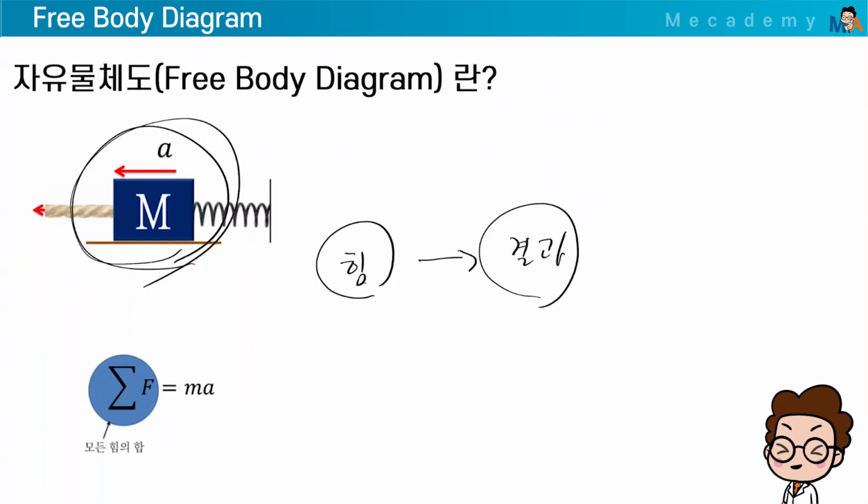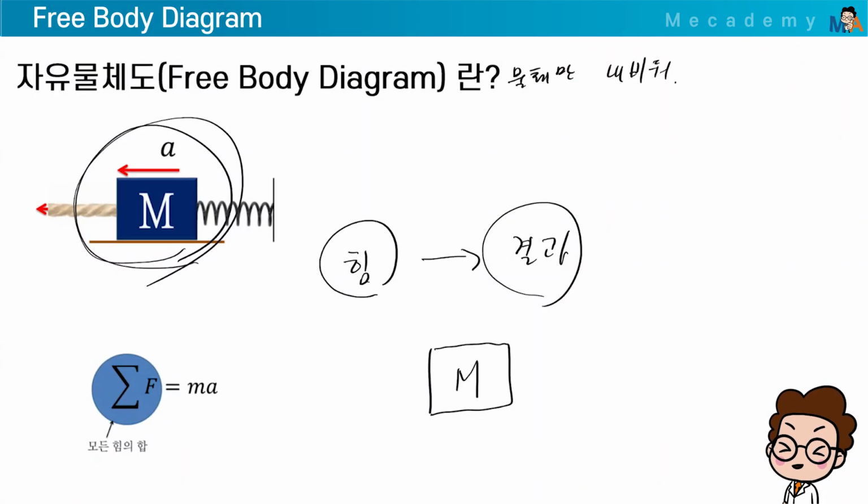Let's try drawing a free body diagram for this object. In the next lecture, or the one after that, I'll teach you how to draw a free body diagram in detail. For now, just take a look. When you draw a free body diagram for this object, I'll explain why it's called a free body diagram. It's about leaving this object alone, just the object. Then, what about things other than the object? You ask, right? Things other than the object can be changed into forces. Do you understand? You can change everything outside the object into forces.